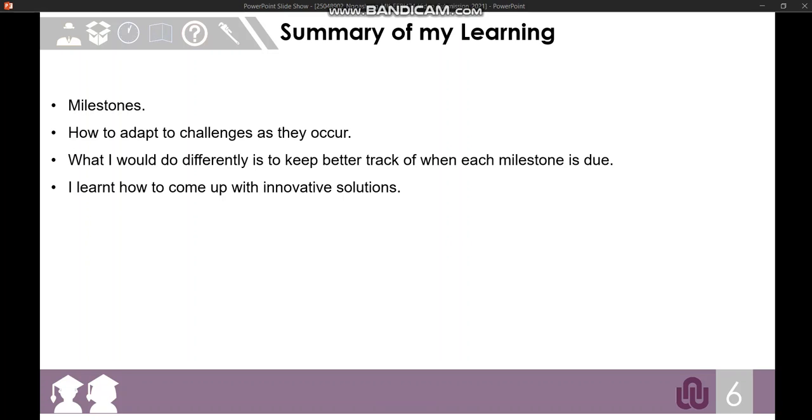The summary of my learning during this project was how to divide the project into different milestones. It is important to divide a project into manageable phases in order to complete a project. I had to learn how to adapt to challenges as they occur, such as, for example, when the oscilloscopes in the lab didn't have a big enough bandwidth to be able to measure the transmission lines.